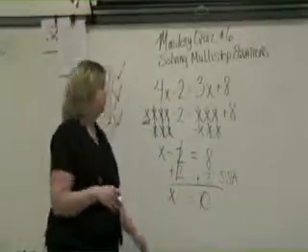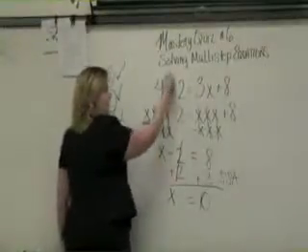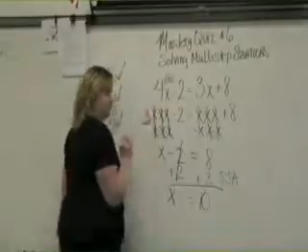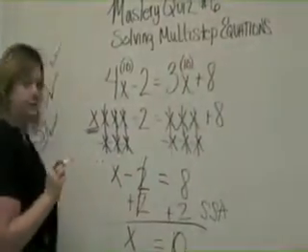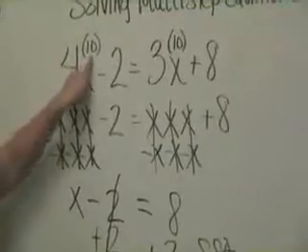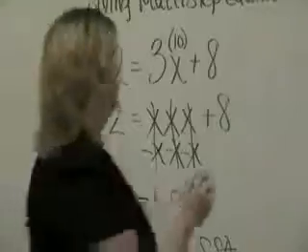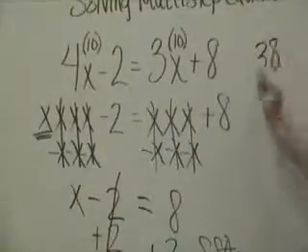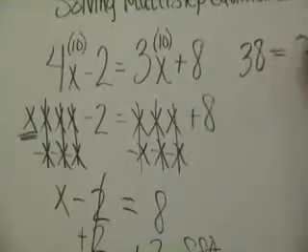How do we check it? Go back to the original. Instead of an x here, I'm going to put in a 10. And instead of an x here, I'm going to put in a 10. 4 times 10 is 40. Minus 2 is 38. 3 times 10 is 30, plus 8 is 38.